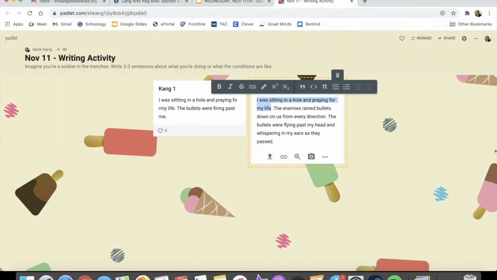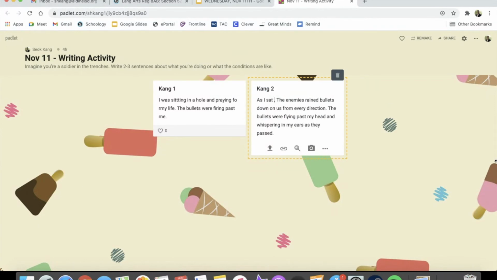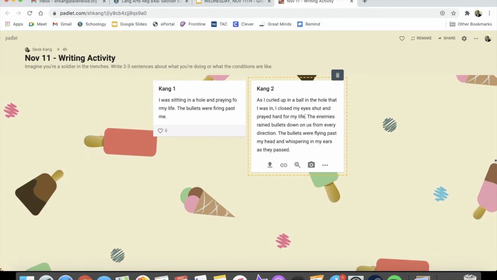And if you want to challenge yourself, you can make the whole thing descriptive, right? Instead of "I was sitting in a hole praying for my life," you could say, "As I curled up in a ball in the hole that I was in, I closed my eyes shut and prayed hard for my life," right?